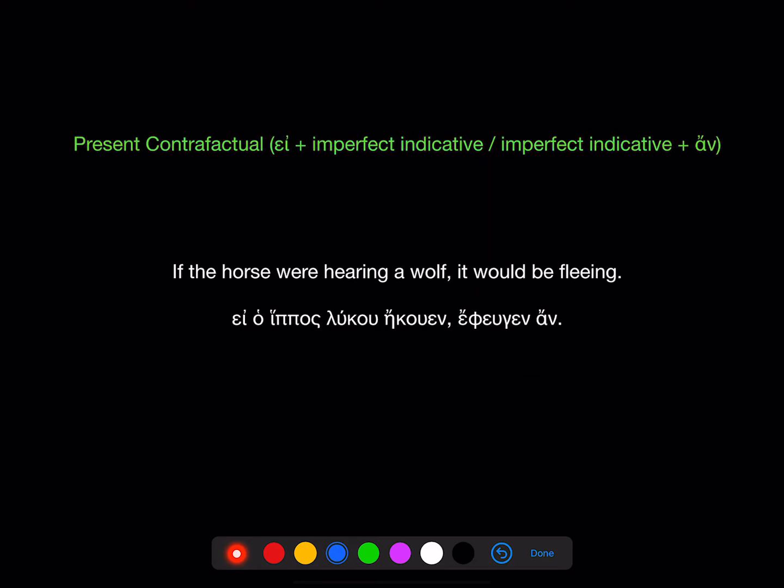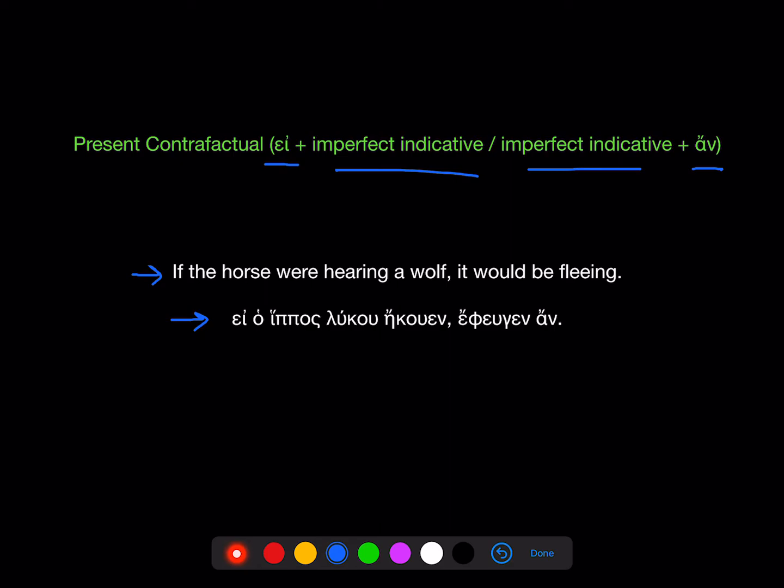So now, present contrafactual. A present contrafactual condition is one that's talking about present time, but a contrafactual, a contrary to fact condition, something that's not happening in present time. Okay, so that uses ei plus the imperfect indicative in the protasis, imperfect indicative and an in the apodosis. So ei ho hippos lukon ekouen, epheugen an. If the horse were hearing a wolf, but it's not, it would be fleeing.